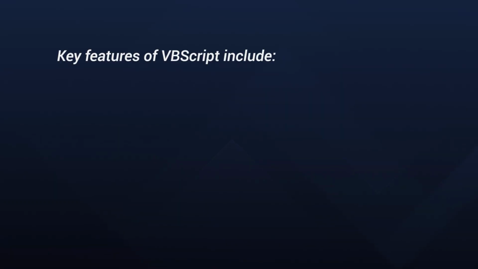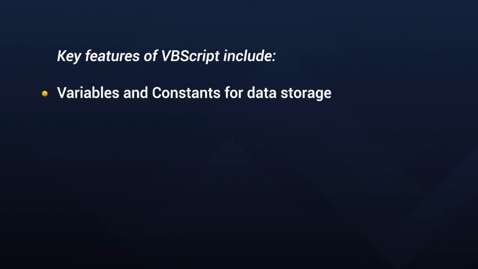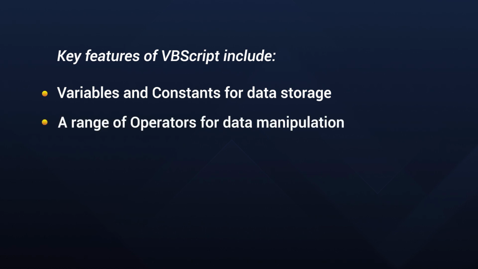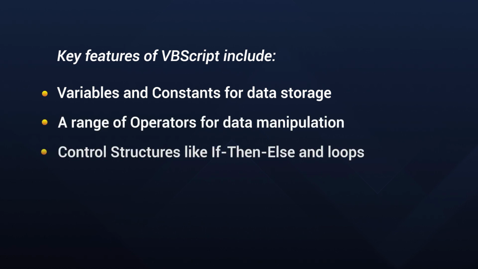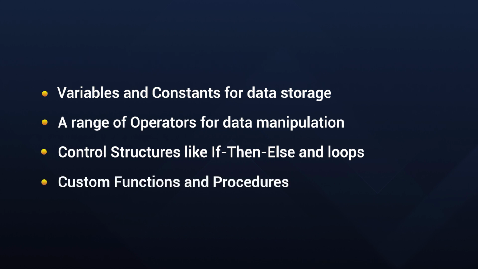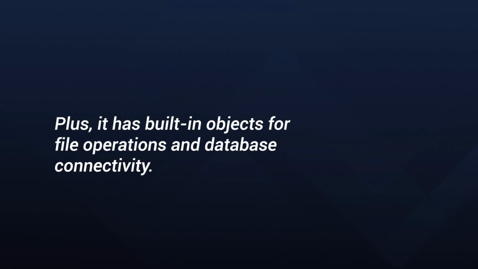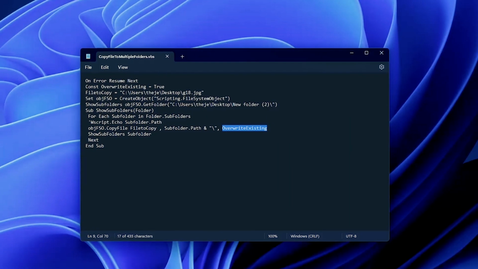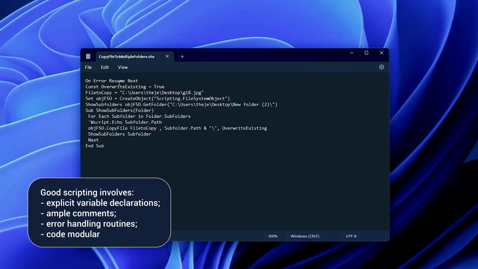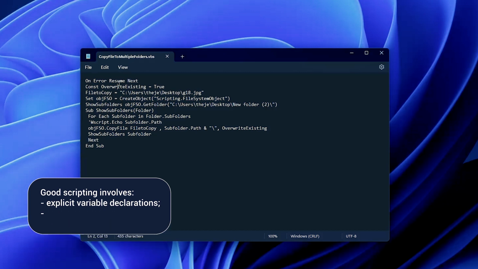Key features of VBScript include variables and constants for data storage, a range of operators for data manipulation, control structures like if, then, else, and loops, custom functions and procedures. Plus, it has built-in objects for file operations and database connectivity, as I previously mentioned. VBScript also includes structured error handling with the on error statement, as I previously stated. Remember, good scripting involves explicit variable declarations, ample comments, error handling routines, and code modularization.